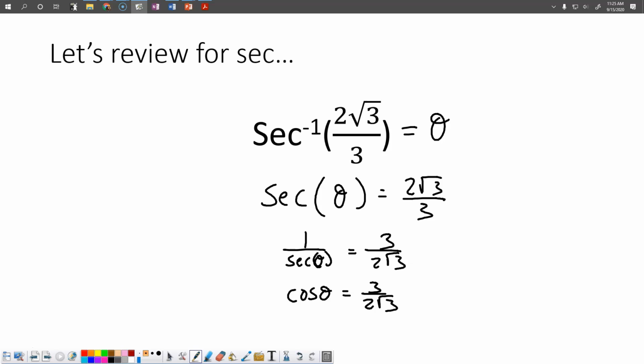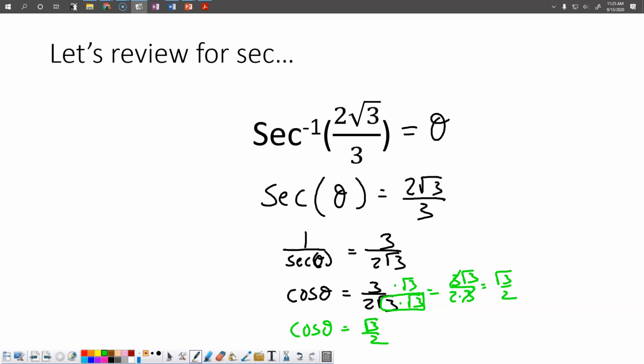The next thing I would do is multiply the top and the bottom by the square root of 3 to rationalize it. The top becomes 3 radical 3. The bottom, these two radical 3's come together to make 3, and then the 3's cancel, so I'm left with this. And now I have cosine of theta equals radical 3 over 2.